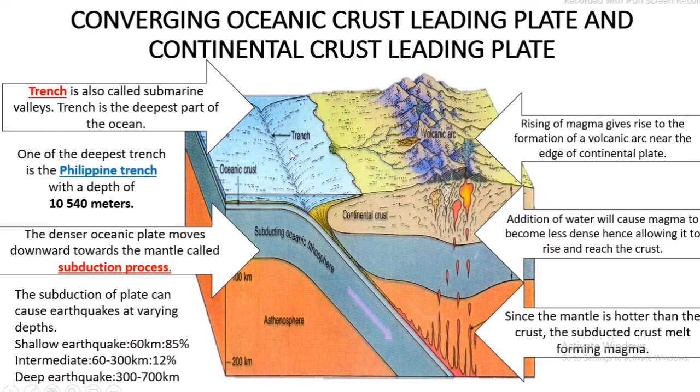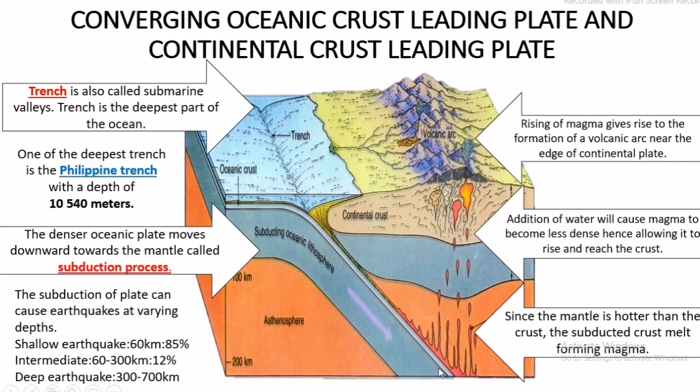So in this boundary, again, this is a convergent plate boundary between an oceanic crust leading plate and a continental crust leading plate. When they collide, the oceanic crust leading plate will subduct. When you say subduct, it will move downward towards the mantle. Why does it subduct? Because it is denser than the continental crust leading plate. When a plate is denser than the other one, it will subduct, moving towards the mantle.